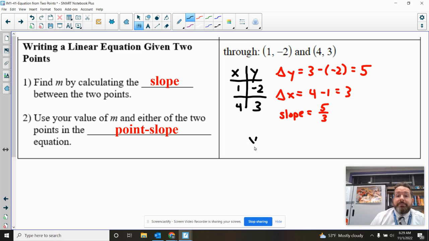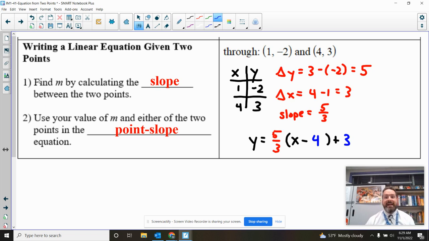So my final answer, y equals, space for the slope, x minus, space for the x coordinate with a plus on the end. Slope number goes in front, x coordinate of the point, and y coordinate of the point. There you have it.